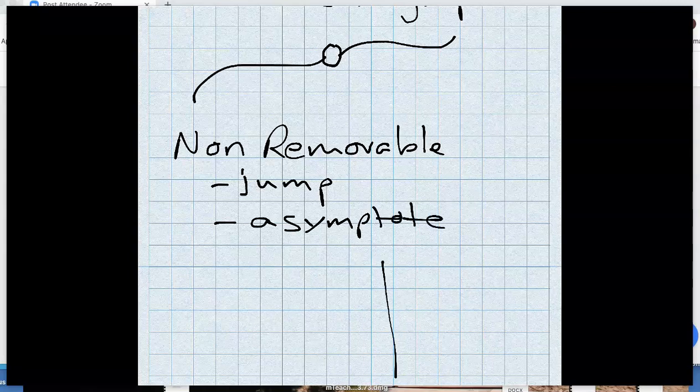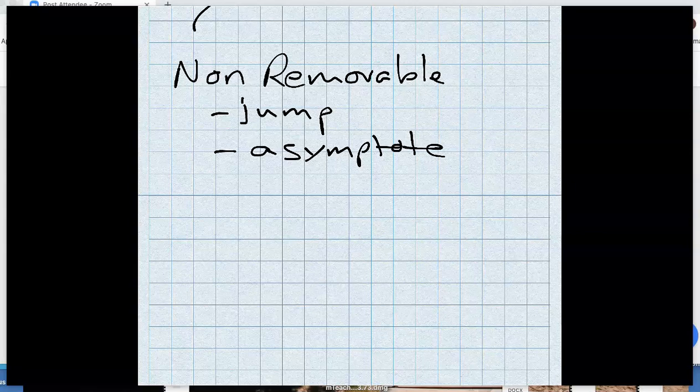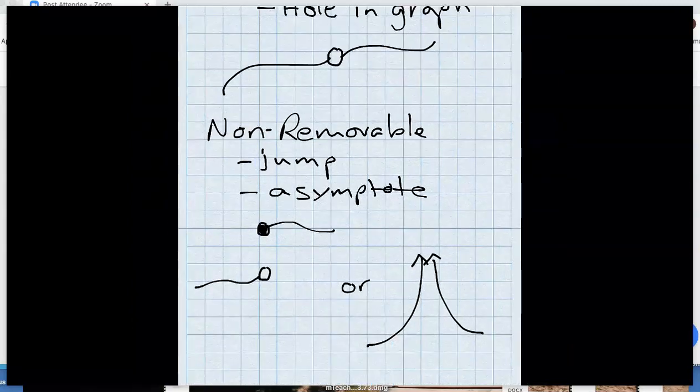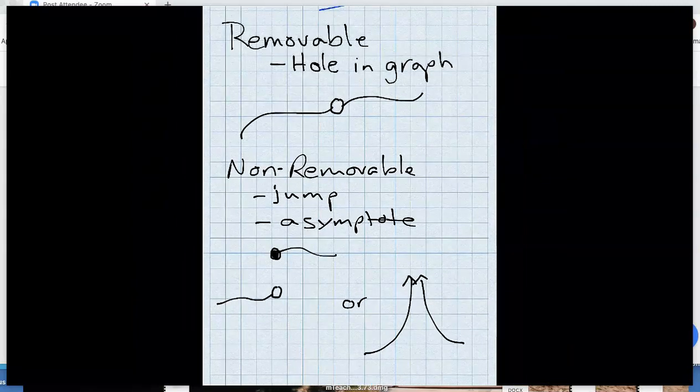So when something is not removable, that's the kind of graph that might look like this, whether these are filled in or not, or a vertical asymptote going to infinity. So one of those two things is really where you're going to get removable or non-removable discontinuity. So just put those down, because, again, that's another piece of notes that you should have.